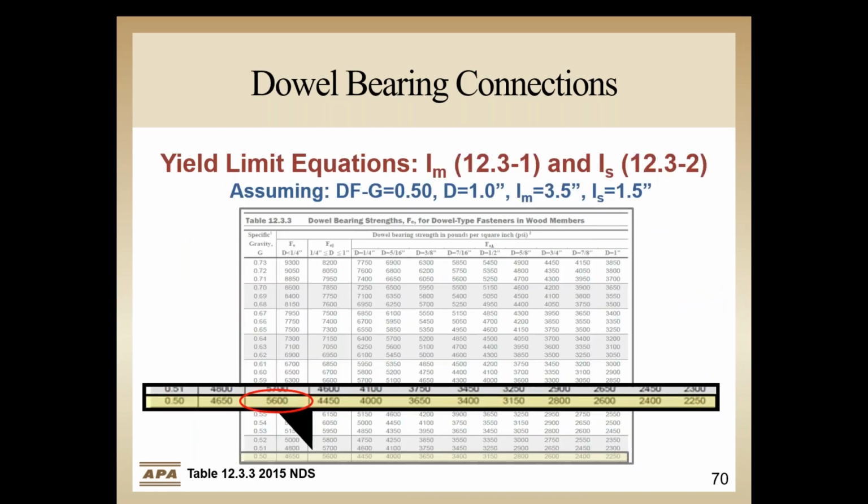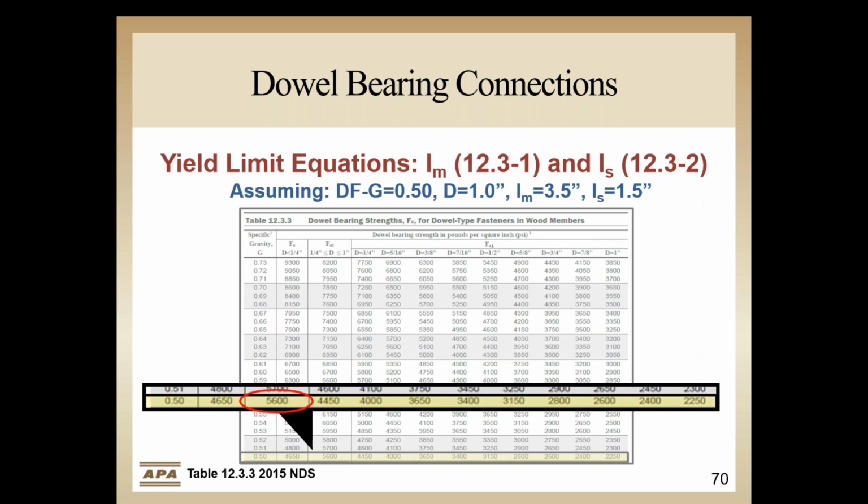So let's look at how to calculate the capacity of a 1-inch dowel connector. That could be a bolt or a lag screw, in a single shear connection with a 3.5-inch main member and a 1.5-inch side member. We'll assume both wood members have a specific gravity of 0.5, which would account for a typical Doug fir material. We would start at Table 12.3.3. We find the dowel bearing strength of 5,600 psi for a 1-inch fastener in parallel.